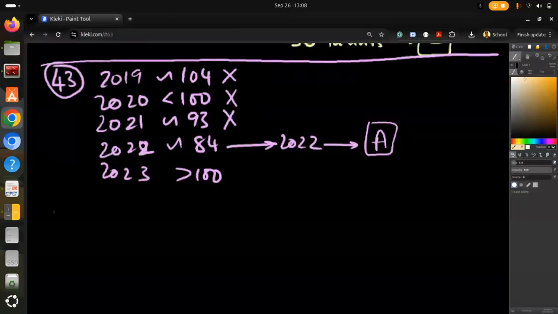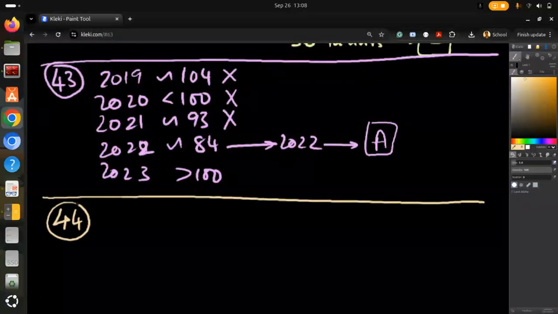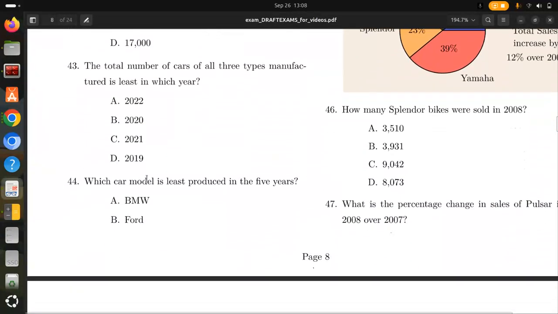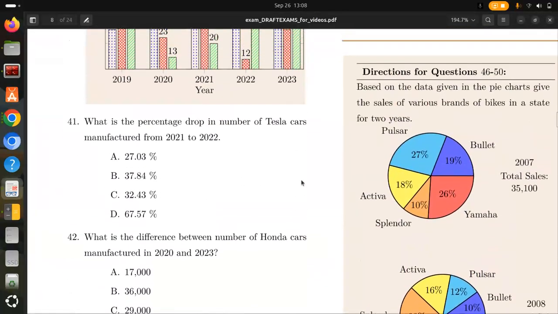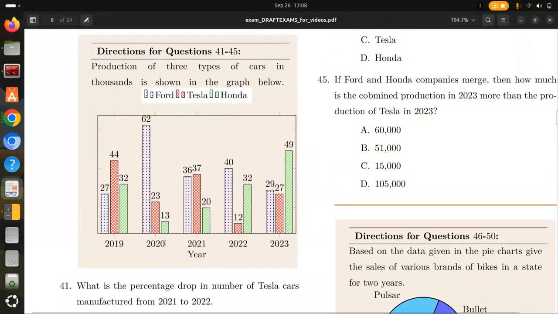Now let's go to the next question. That is question number 44. So what is question number 44? Which car model is least produced in 5 years? Okay. Earlier we did addition on the basis of year. Now we have to do addition on the basis of type of car. Which one is least produced?